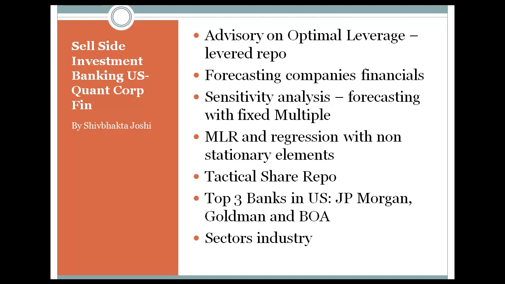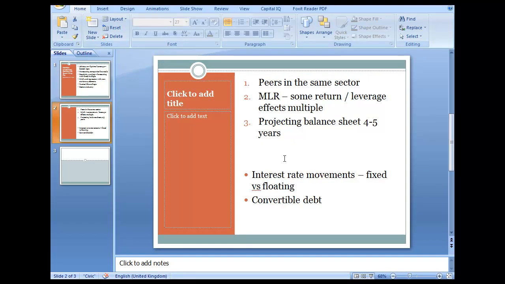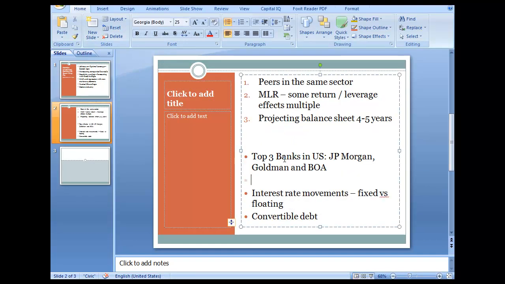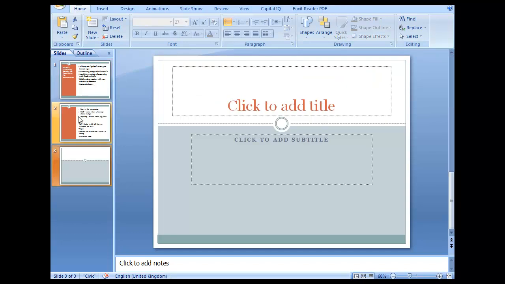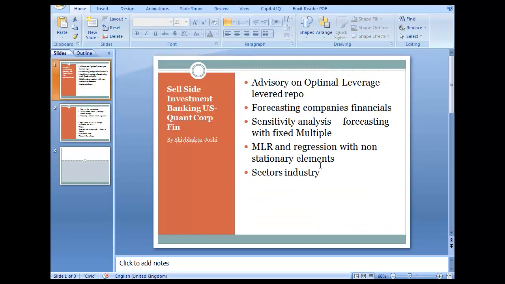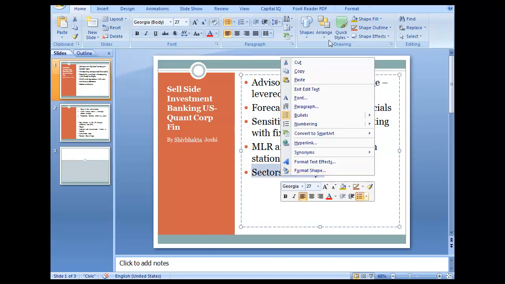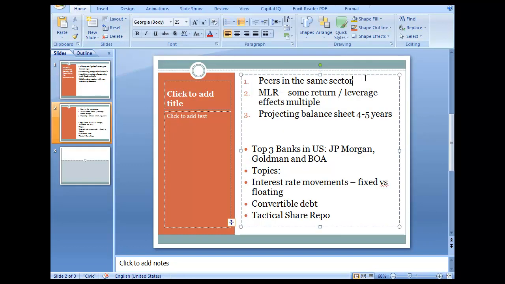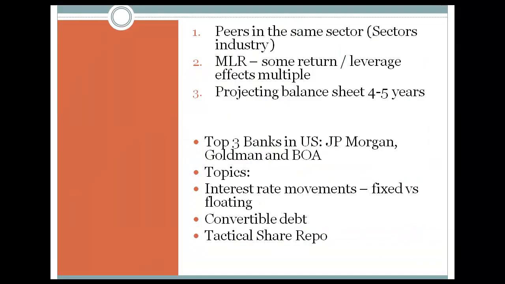And then basically you could look at various aspects. So let me move some things there. The topics would be interest rate movement, convertible debt, and it could be tactical share repurchase. And the first step is also peers in the same sector, or peer analysis. So this becomes a few parts here.